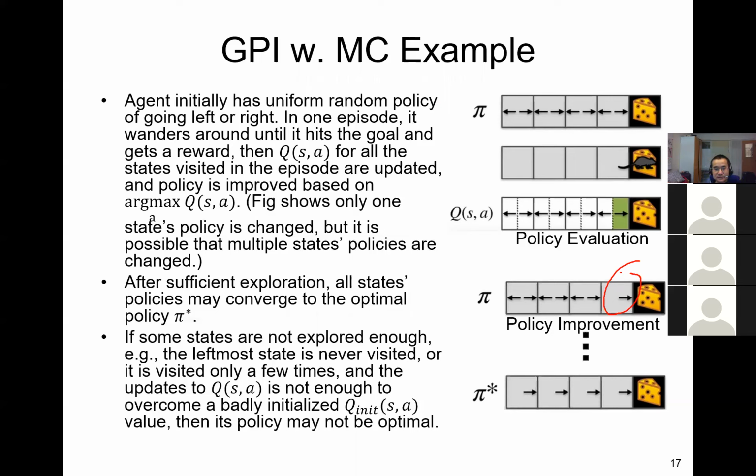So after sufficient exploration, all states' policies may converge to the optimal pi star, that is pointing right towards the goal, the cheese. So if some states are not explored enough, for example, if the leftmost state is never visited, or it's visited only a few times, and the updates to the Q is not enough to overcome a bad initialization, then its policy may not be optimal. So sufficient exploration is important for converging to the optimal policy.